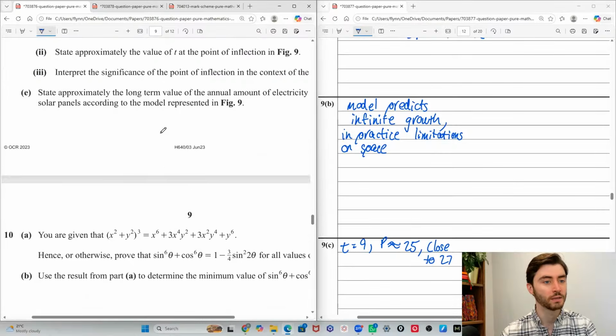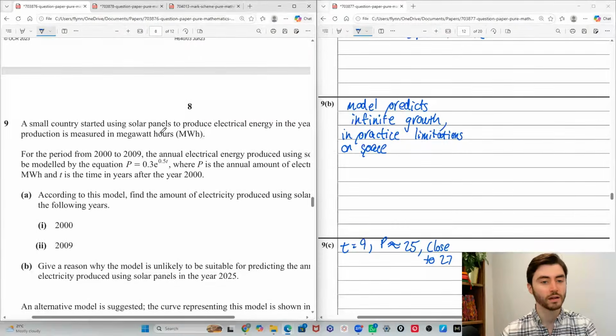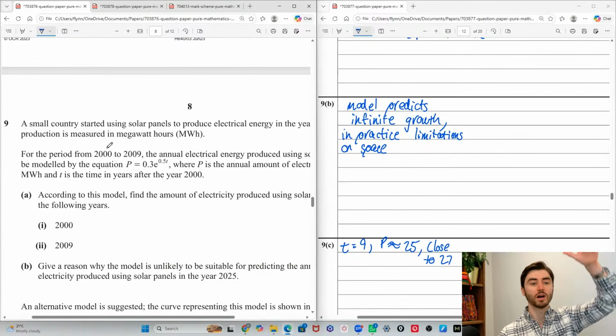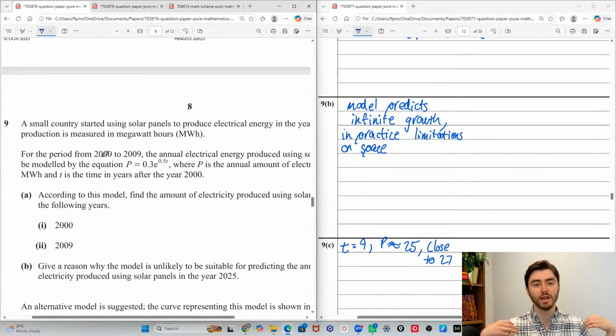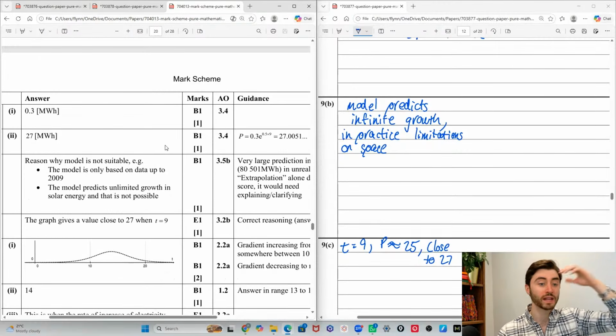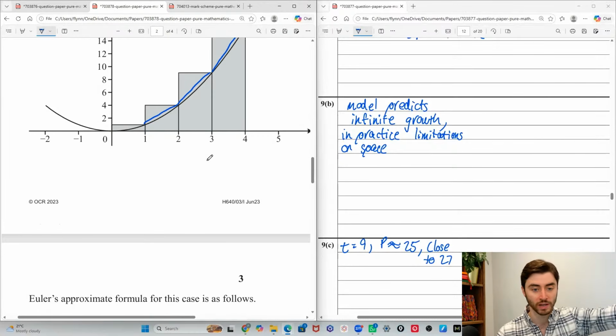Let's go back to 9b. So here, it's based on the period from 2000 to 2009. So with a model, it models the data that existed then. So it's good for interpolation within that time frame, but is not reliable necessarily when extrapolating. So that's a very good point and worth bringing up. So because the model is based on data only up until then, it can't really be reliable out to 2025.